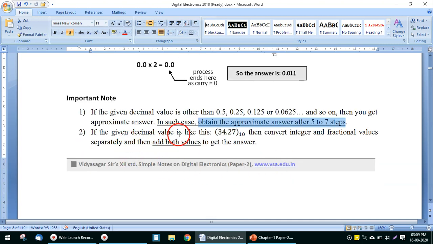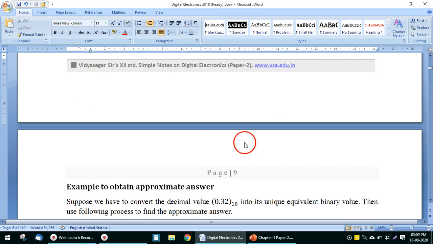If the given decimal value is like this, 34.27 to the base 10, there are two parts now. 34 is the integer part, and 27 is the decimal fractional part. Then convert the integer and fractional values separately. Remember this point. Convert integer and fractional values separately and then simply add both values to get the answer.